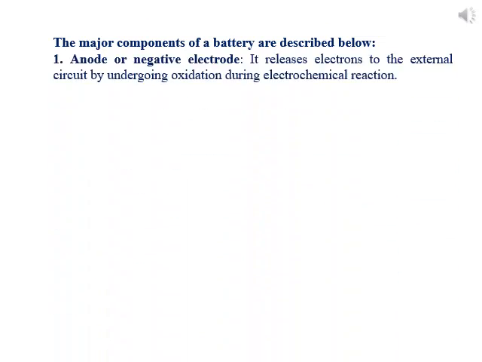The first component is anode, which is also called as negative electrode. Here at anode, electrons will be released due to the oxidation reaction that is occurring at anode during the electrochemical process. And here the reaction is indicated in case of metals as M gives M^n+ ion, liberating n number of electrons.